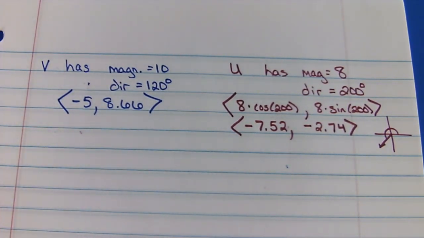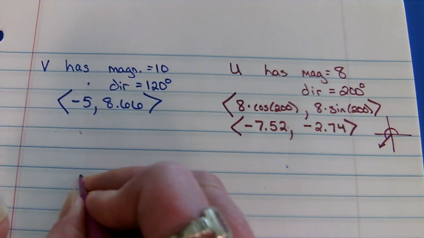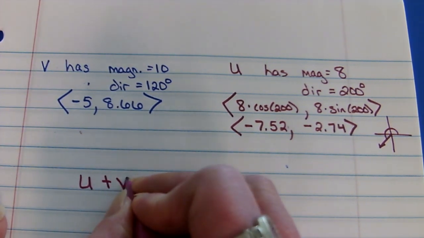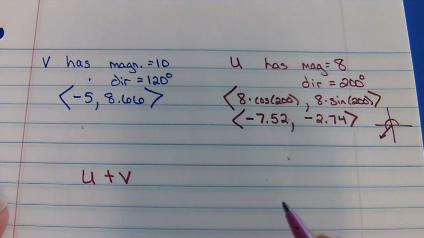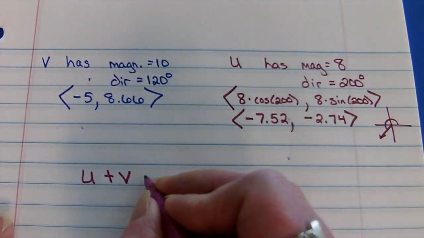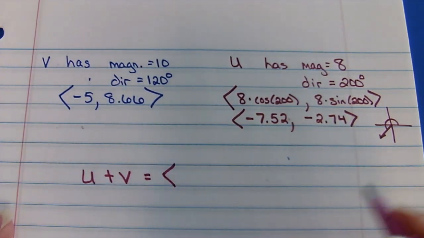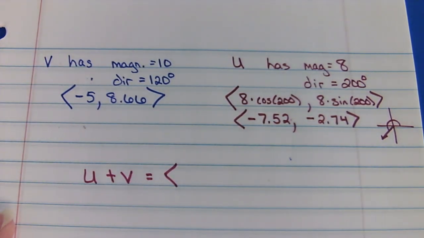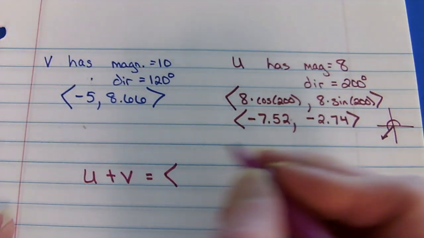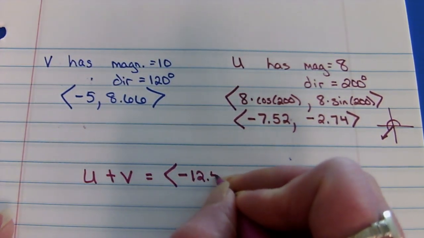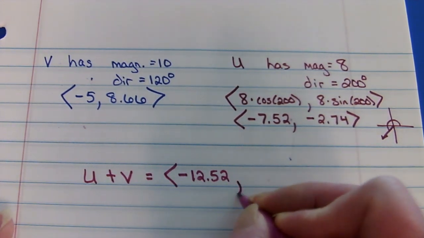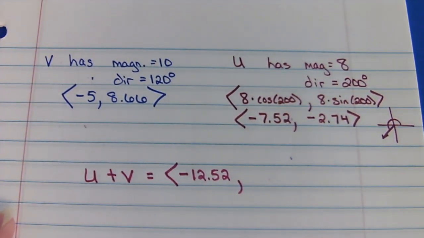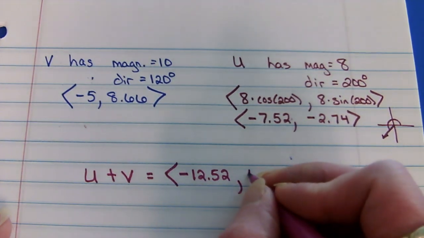Now, what if then I followed up that question with U plus V? Okay. Well, that means I'm just going to add my components. So -5 plus -7.52 and then 8.66 plus -2.74.